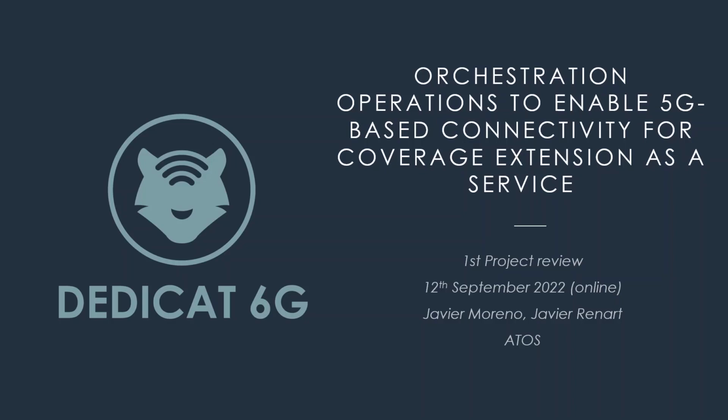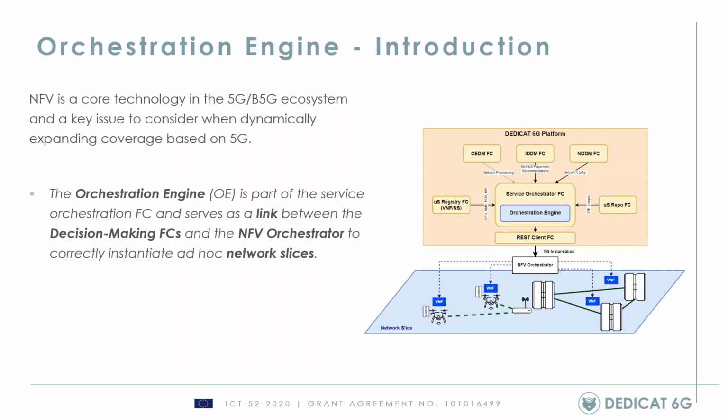This demonstration addresses orchestration operation to enable 5G-based connectivity for coverage extension as a service. Network function virtualization is one of the core technologies related to the Beyond 5G ecosystem, and in turn should be handled in the DEDICAT6G project, especially in coverage extension. The specific element in the DEDICAT6G to interact with the external NFV system is the orchestration engine.